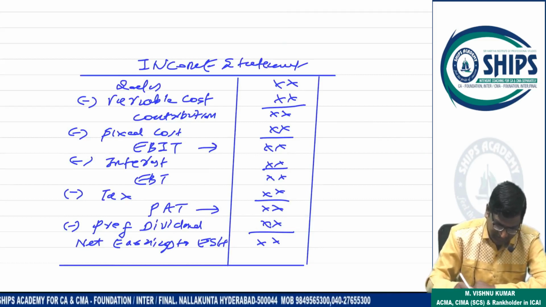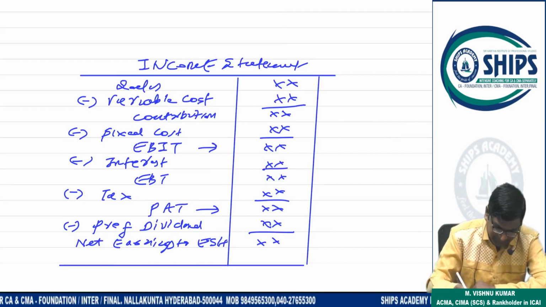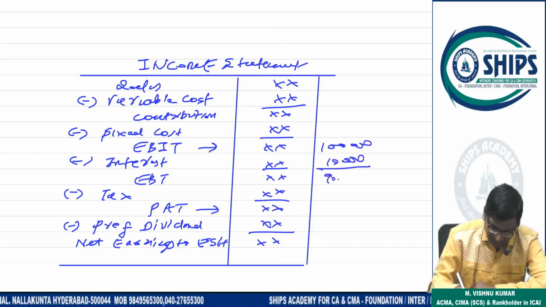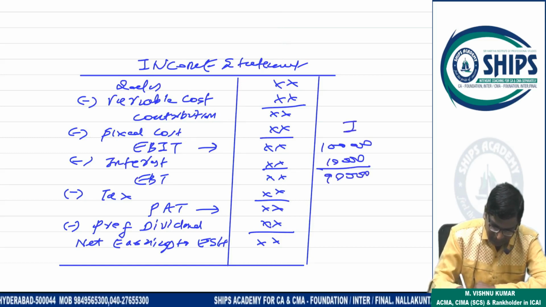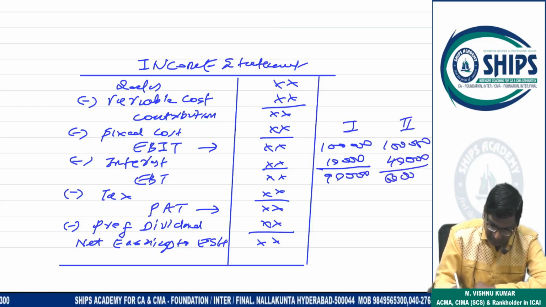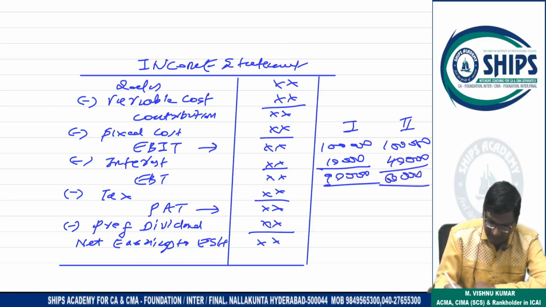Only you should understand this area, which I am highlighting here. Suppose my EBIT is 1 lakh. If my interest is 10,000, this is 90. This is situation 1. Situation 2, suppose my EBIT is 1 lakh, but interest is 40,000. Then earning before tax how much?